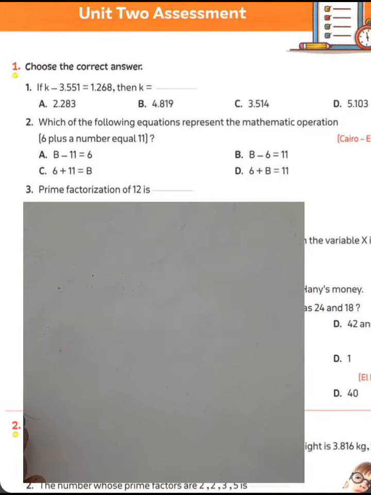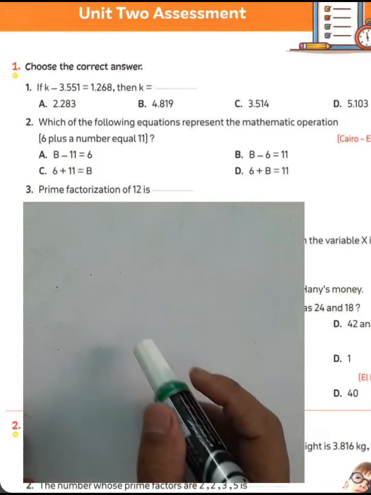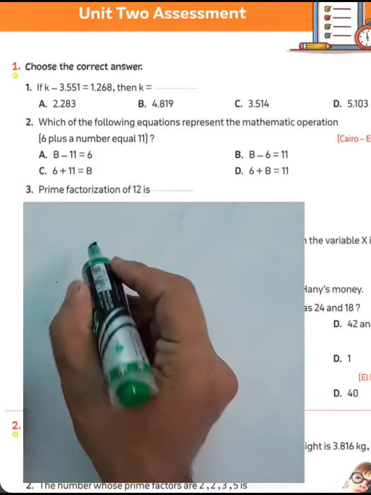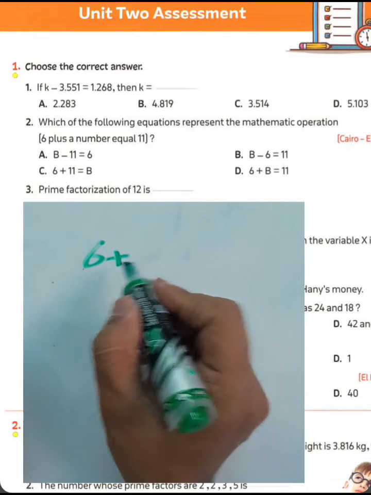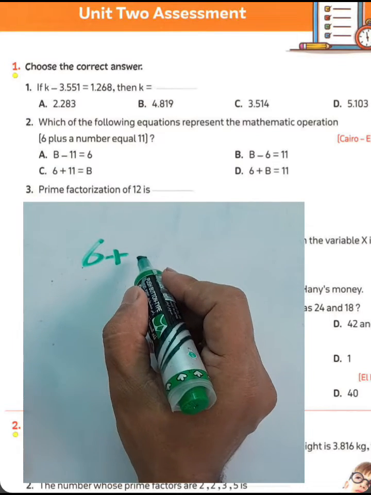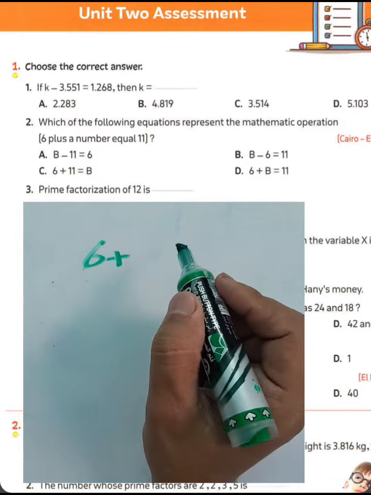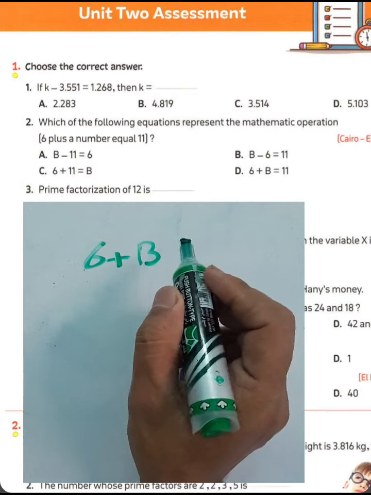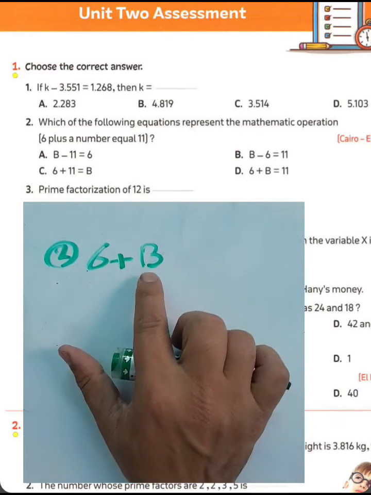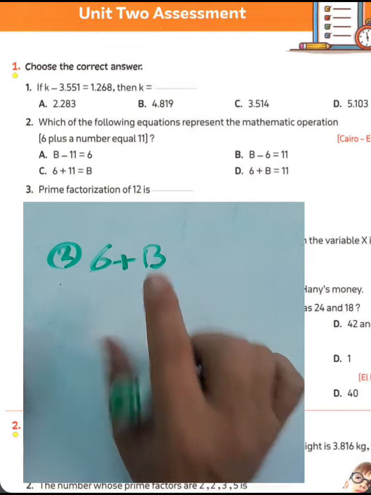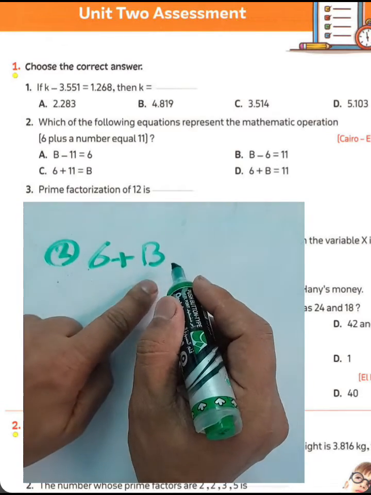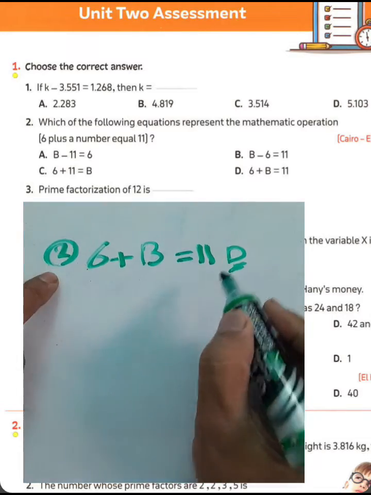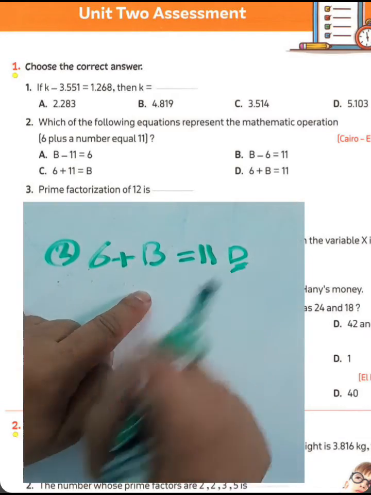Question number 2. Which of the following equations represent the mathematical operation 6 plus a number equal 11? 6 plus a number, it will be 6 plus a number here, it will be unknown. Okay, 6 plus a number equal 11. It can be b or x or z, any unknown. Okay, we will put the unknown number here equal b. 6 plus a number such that b equal 11. Choose letter D for question number 2.